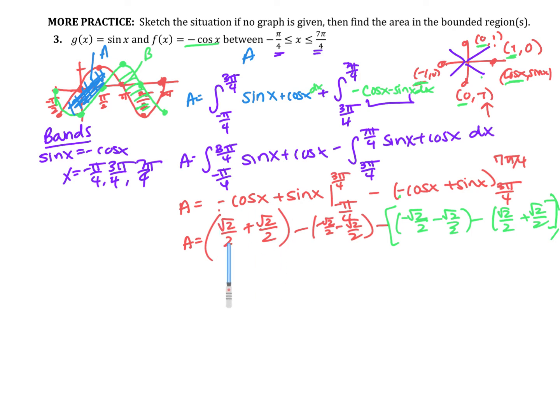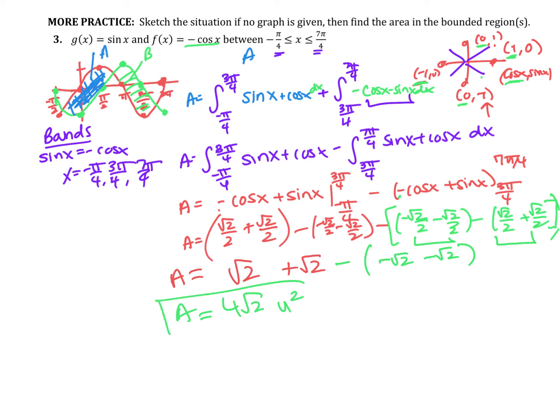So this right here, root 2 over 2 plus root 2 over 2 is 2 root 2 over 2, which is just root 2. Minus, same thing here, except it's going to be negative, so minus negative root 2 or plus root 2. Minus, over here, this whole thing is going to become negative root 2, and this whole thing is going to become minus root 2. So I basically have root 2 plus root 2 plus root 2 plus root 2, which is 4 root 2 units squared.